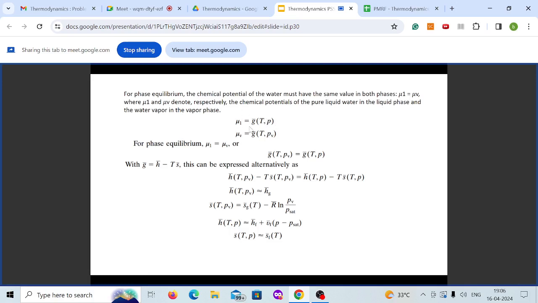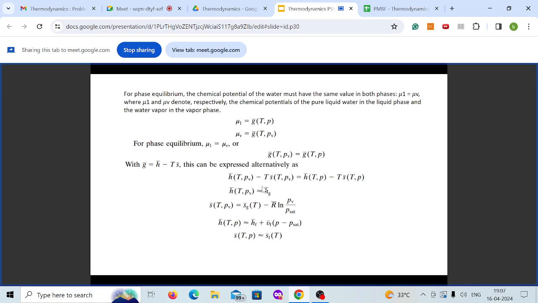So mu l is dou G by dou n i, or the specific Gibbs energy at temperature T and P, and in the vapor phase it is G at T and PV, that is the vapor pressure or the partial pressure of water vapor in the mixture of air and water vapor. So mu l equals mu v, so G of the water vapor equals G of liquid water. Your Gibbs energy you can write as H minus Ts.